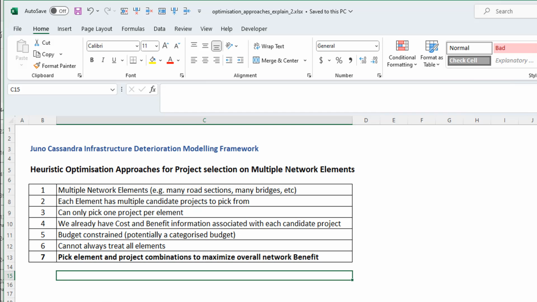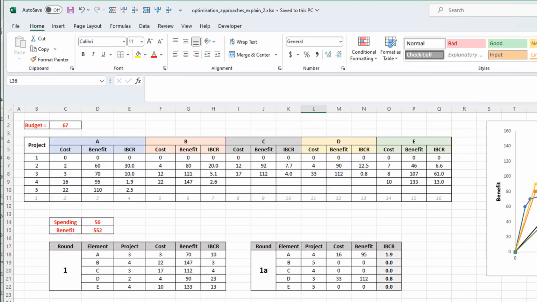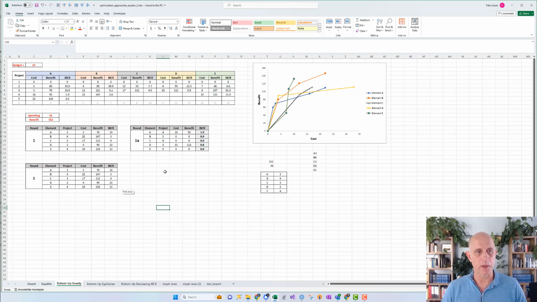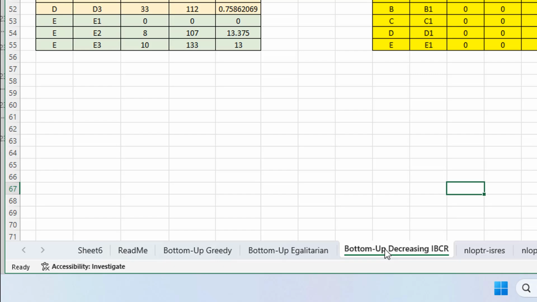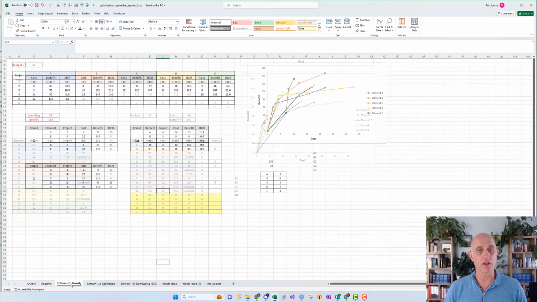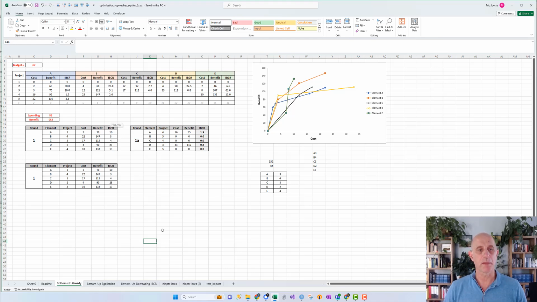What I want to do in this video is just briefly recap on what we found in the first three videos. So we basically looked at three different approaches for this optimization problem. We explained the structure of the problem. We've got five elements, A, B, C, D and E, and for each we've got several candidate projects, and we showed that there are three different approaches that we've explained, at least in this video series, which we call bottom-up greedy, bottom-up egalitarian, and bottom-up decreasing incremental benefit cost ratio. And we showed that for this toy problem with just 5 network elements, all three approaches gave the same result. But we also showed in the third video that if you've got many more elements on your network, you can actually get different results with all three of these approaches.